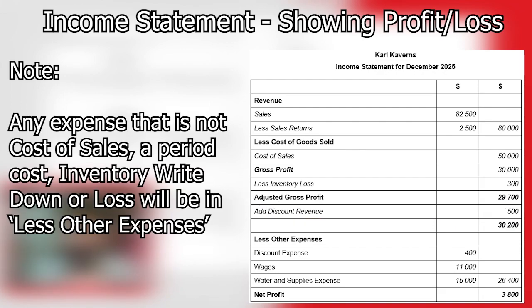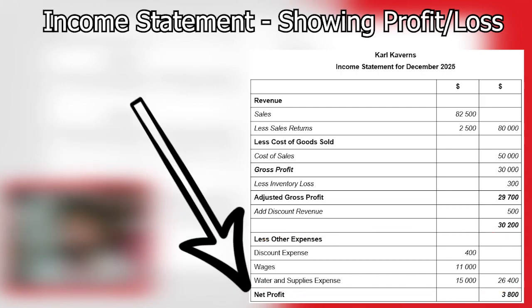Now, any other expense that's not inventory loss, inventory write-down, or cost of sales, or any period costs, like cartage in, will go in the other expenses. So your discount expense, wages, water and supplies expense, all goes in to the other expenses. And that leaves us with a net profit of 3,800, which conveniently lines up with our P&L summary. So that ties in.